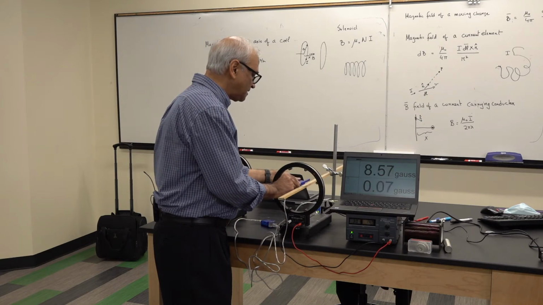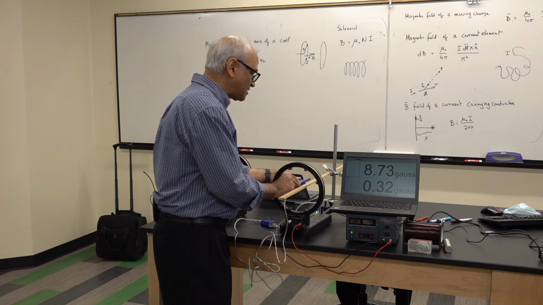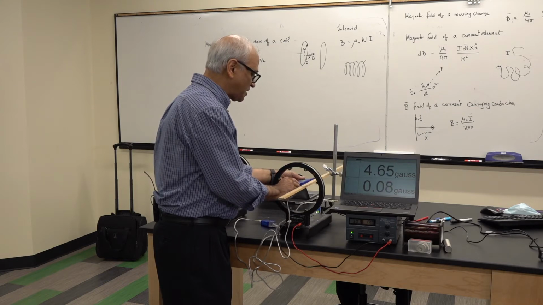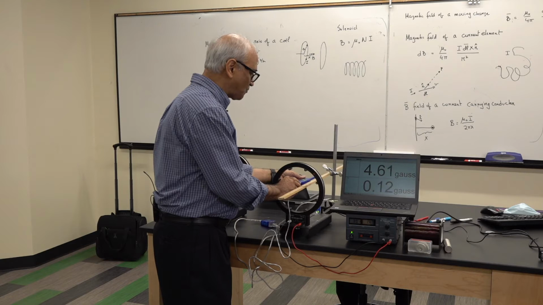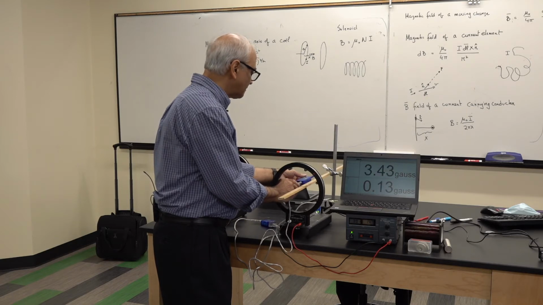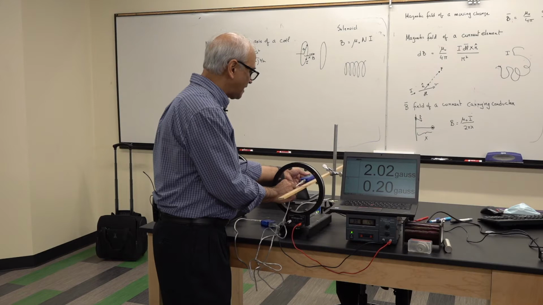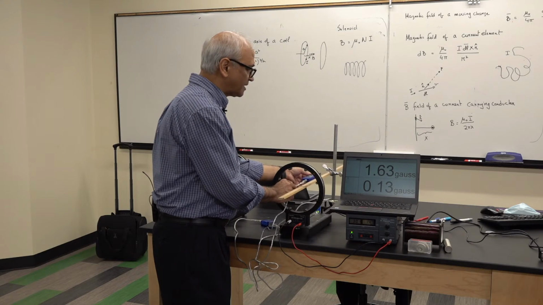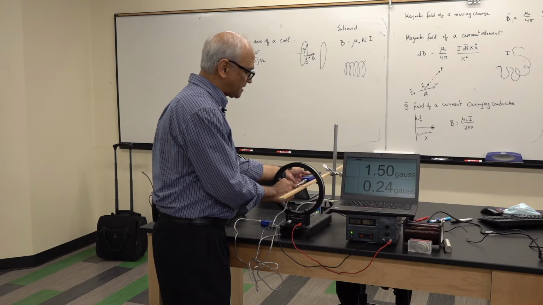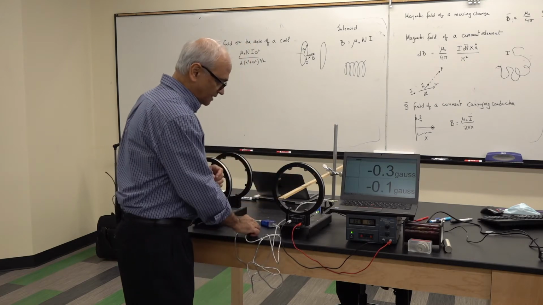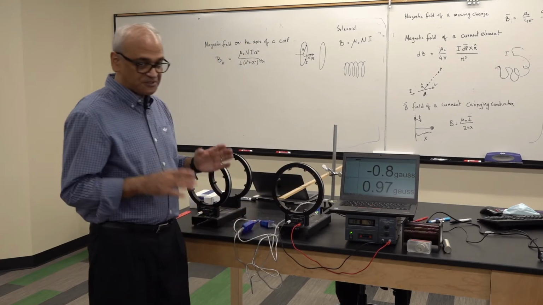Minus 15 is 8.75 Gauss. Minus 20 is 4.7 Gauss. Minus 25 is 2.65 Gauss. And minus 30 is 1.6 Gauss. All right. So that's the first part of the experiment.